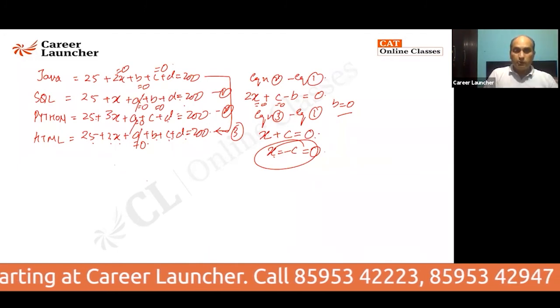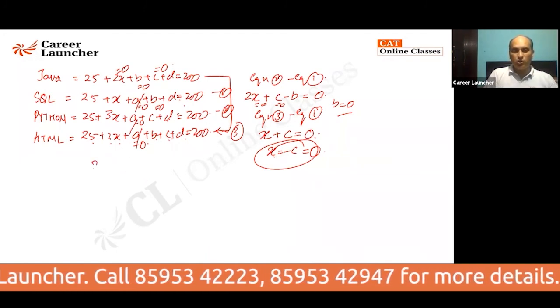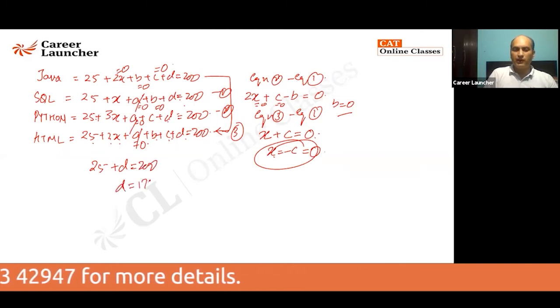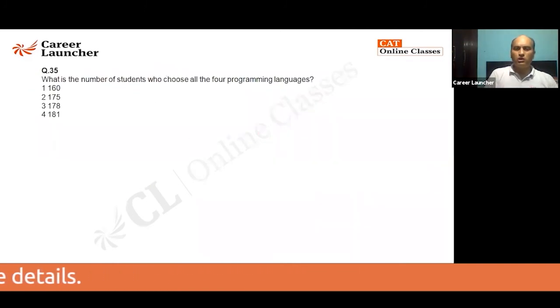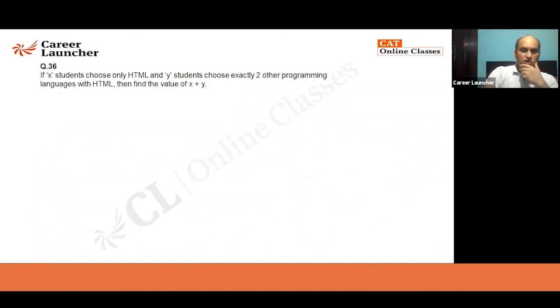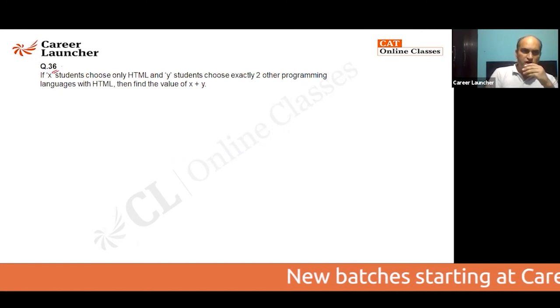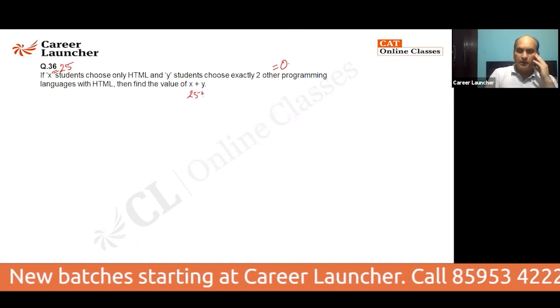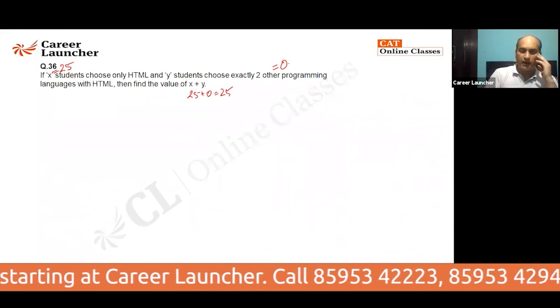So what I do is I put x, a, b, c as 0. I'll say 25 plus d comes out to be 200. From this, I'll say d is 175. That's it. What is the number of the student who choose all the 4 languages? 175. If x student choose only HTML, y student choose exactly 2 other languages, only HTML will come out to be 25. Any of the 2 languages will come out to be 0. So what is 25 plus 0? That will come out to be 25. The second answer will come out to be 25.